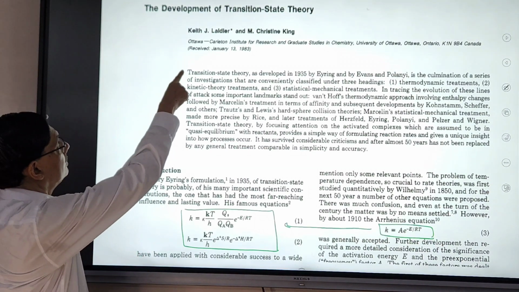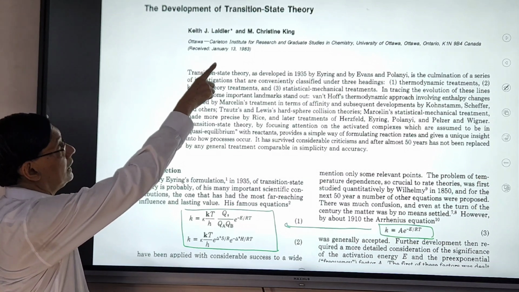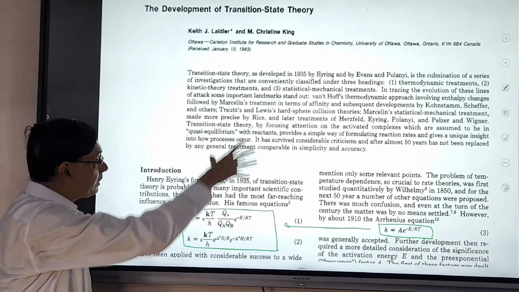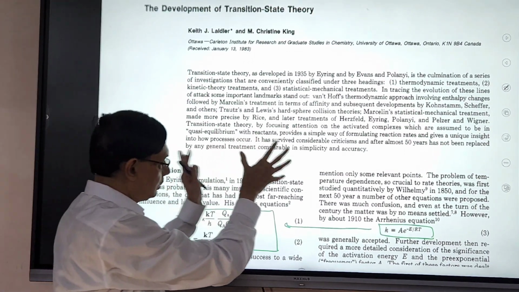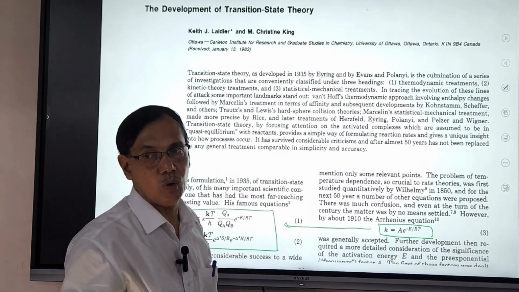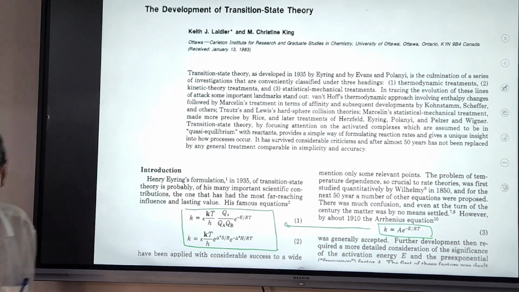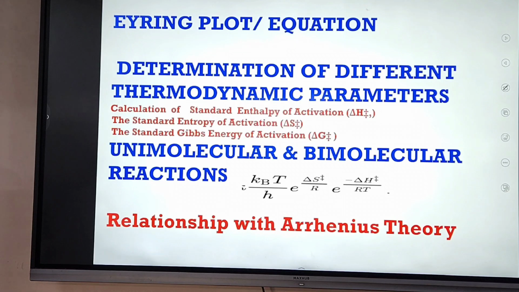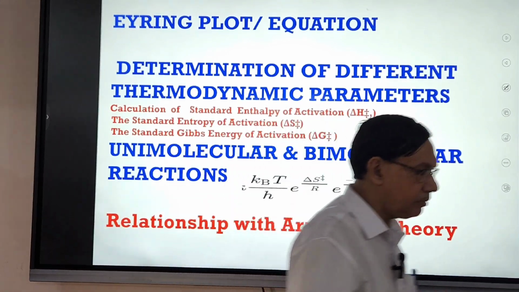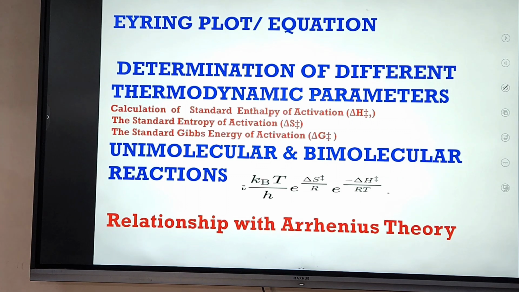Again, this is a very important paper, Journal of Physical Chemistry, 1983, on the development of the transition state theory. Of course, most of these things are also available in that book, so I am just showing you that paper. Now, if you ask me, sir, what are the different applications of that theory?